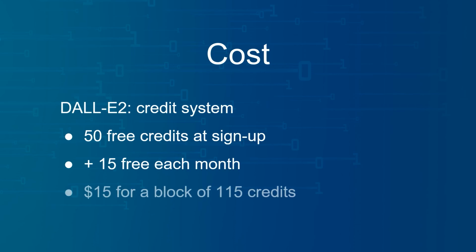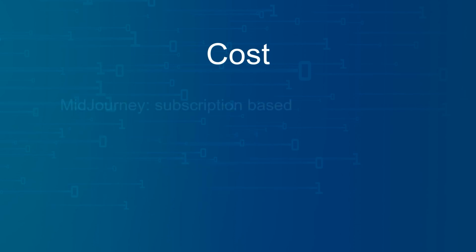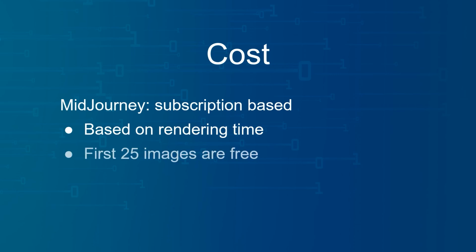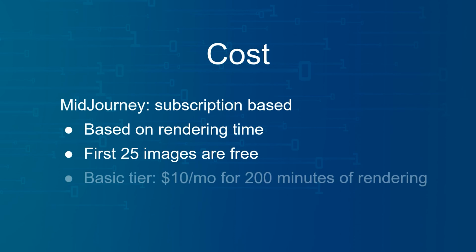Okay, let's talk about cost. Midjourney is subscription-based. It is based on rendering time. So what you get for $10 a month is 200 minutes of rendering time, and the first 25 images are free. If you want to level up, you can spend $30 a month and get 15 hours of GPU time. DALL-E 2 and Stable Diffusion both run off the credit system. You're going to get 50 free credits at sign up, plus an additional 15 free credits each month.